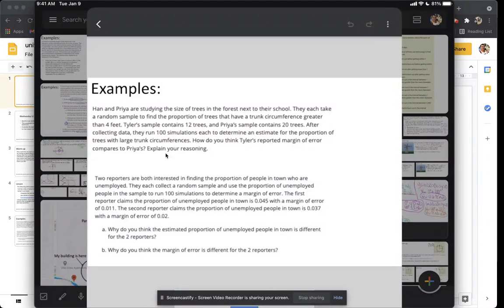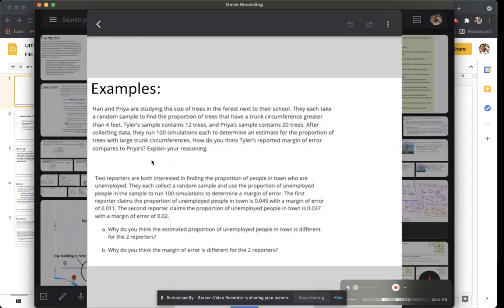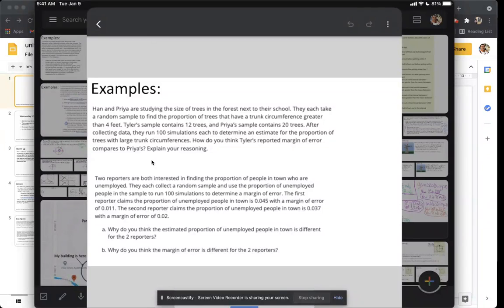After collecting data, they run 100 simulations each to determine an estimate for the proportion of trees with large trunk circumferences. How do you think Tyler's reported margin of error compares to Priya's? And explain your reasoning. Okay.